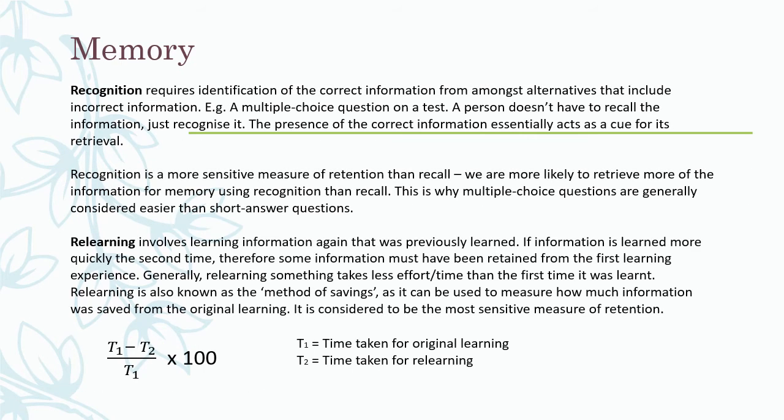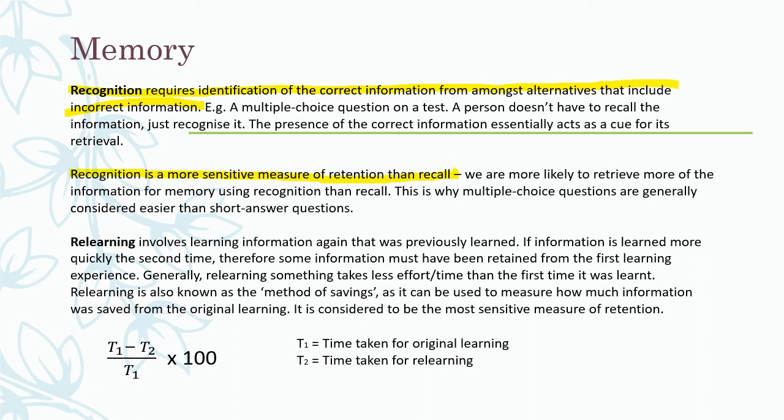So another type is recognition. And this is identifying the correct information from a list of alternatives that include incorrect information. So the multiple choice questions on the exam or a SAC, this is recognition. You don't need to recall all of the information that you know about it. You just need to recognize what's right and what's wrong. So essentially, it is a cue. Recognition is a more sensitive measure of retention than recall. So you're more likely to do better in multiple choice than you are in short answer. We're more likely to retrieve more of the information using recognition than recall. This is why multiple choice questions are easier.